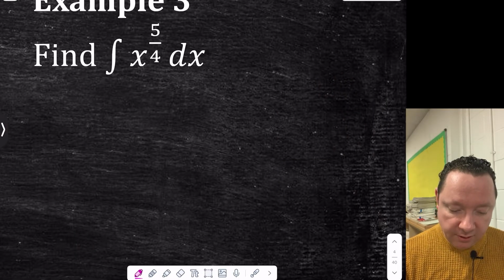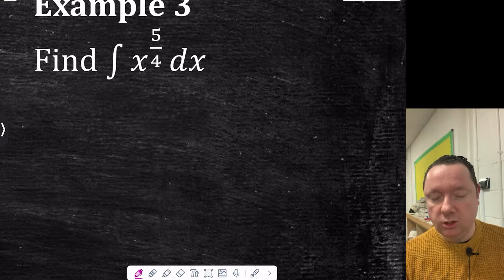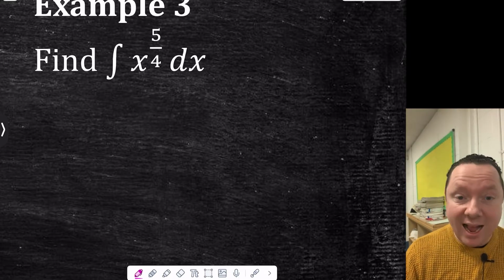And then integrate x to the 5 quarters dx. So we need to add 1 to the power.